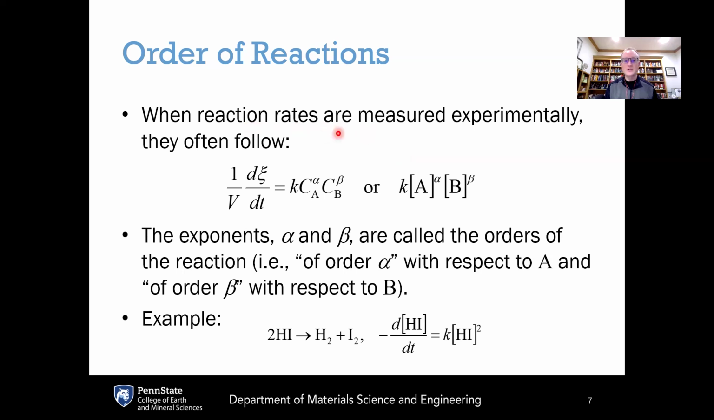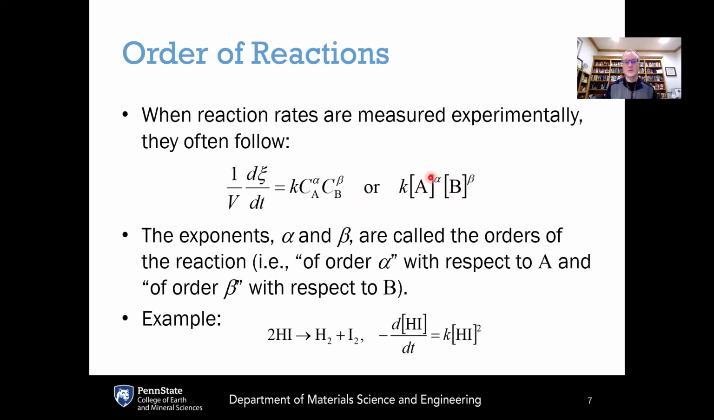So when reaction rates are measured experimentally, it's kind of shown experimentally that they often follow the equation shown here. So the 1 over V dξ/dt is equal to k here, some sort of rate parameter, times the concentration of one of your reactant species A raised to the alpha power times the concentration of B raised to the beta power. Or we can write these concentrations here using the square bracket notation as the concentration of A raised to the alpha power and times the concentration of B raised to the beta power.